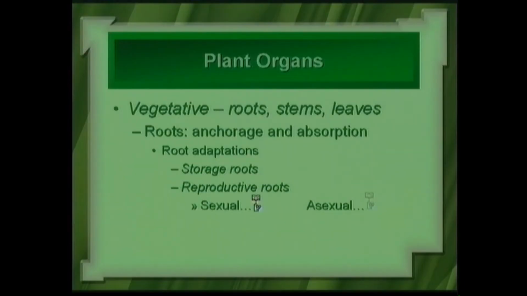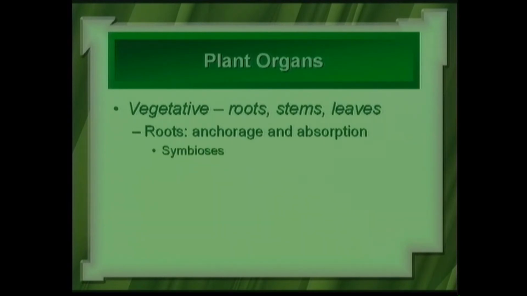Remember, asexual reproduction, you only have one parent. Sexual reproduction, you need to have two. Okay, so we have sexual reproduction or asexual reproduction. Of course, through reproductive roots, reproductive stems, reproductive leaves, you have asexual reproduction.